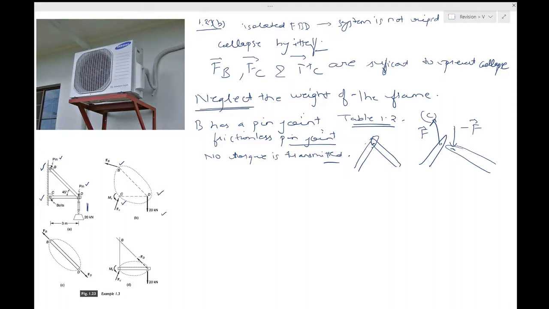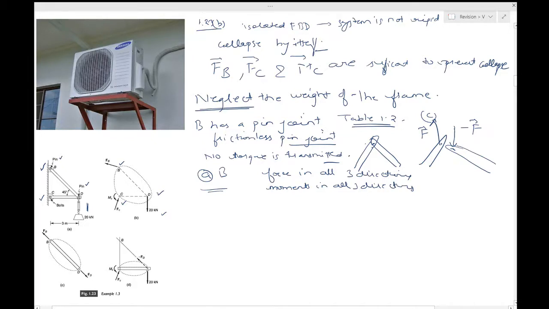So what we'll do is we will consider the most general case, in which at B there could be a force in all three directions. Then you can have moments or torques in all three directions. So this is the most general case.